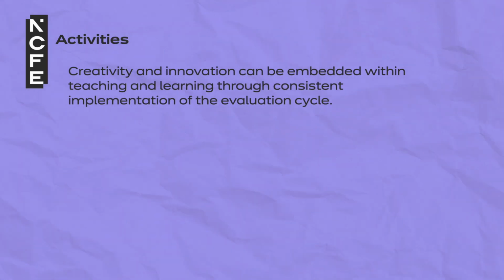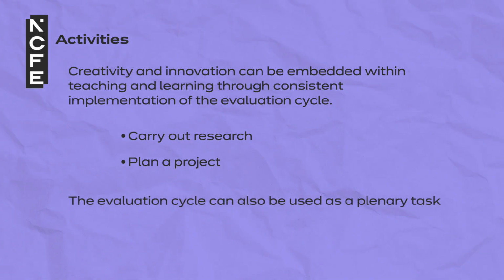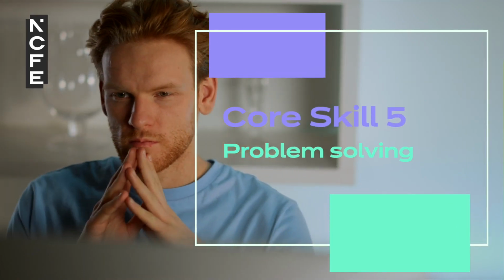Creativity and innovation can be embedded within teaching and learning through consistent implementation of the evaluation cycle. This can be done by evaluating substantial pieces of work, such as when students carry out any research and plan a project. The evaluation cycle can also be used as a plenary task when practical work or data analysis is carried out. Core skill 5 is problem solving.